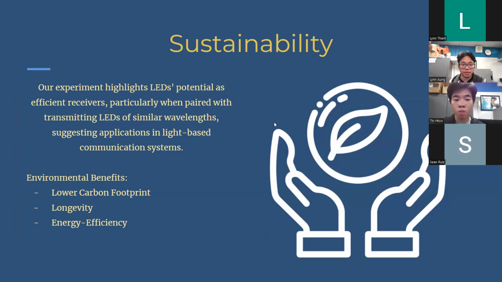In regards to sustainability, our experiment highlights LEDs' potential as efficient receivers, particularly when paired with transmitting LEDs of similar wavelengths, suggesting applications in something like light-based communication systems. Also, LEDs offer environmental benefits, such as utilizing materials with lower carbon footprint, like aluminum gallium indium phosphide and indium gallium nitride. Furthermore, they outperform traditional light sources in longevity and energy efficiency as well, surpassing fluorescent lamps and tungsten filament light bulbs.